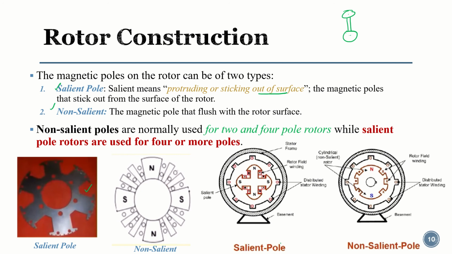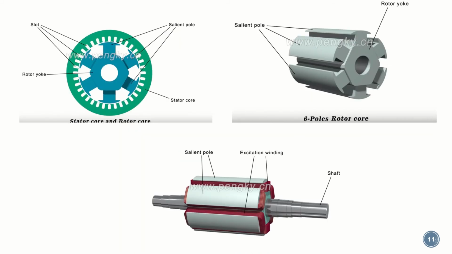If you talk about the salient pole, you can see here this is the stator frame, inside we have the stator, and this is our rotor. You can see the air gap between the rotor and stator. When this rotor is rotating at very high speed, because of the air gap between the stator and rotor, we will get very high noise. That is the problem with the salient pole. In the non-salient type, the air gap is smaller compared to the salient type, so we get less noise.